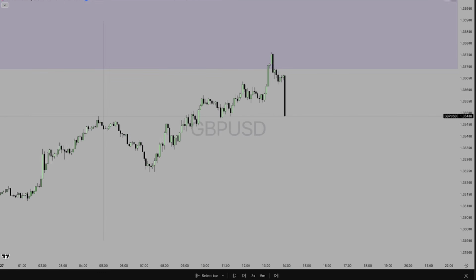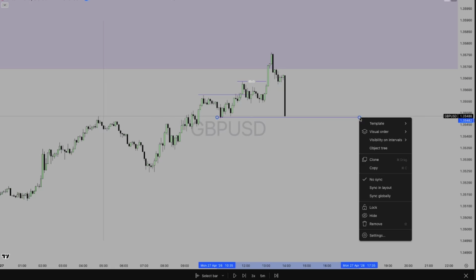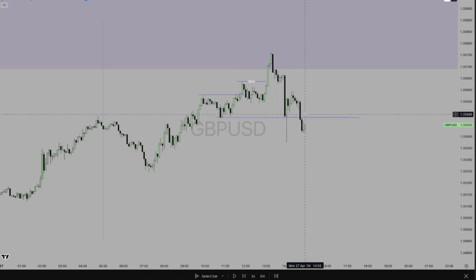So what can you see? One is this. This is a change of character. This is a break of structure, an internal break of structure. Even if this doesn't look significant to you, from this point, from here, it's significant enough. Which means that this is a level that we want broken before we consider taking this particular entry.